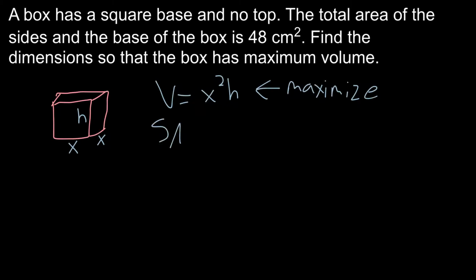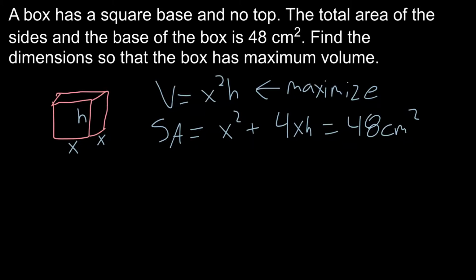Well, we're told that the surface area, which would be x squared plus 4xh, the x squared coming from the bottom of the box, and the 4xh coming from each of the 4 sides. Now this surface area has to be equal to 48 centimeters squared. So we need to use these 2 equations and substitute the surface area into the volume for either x or h.